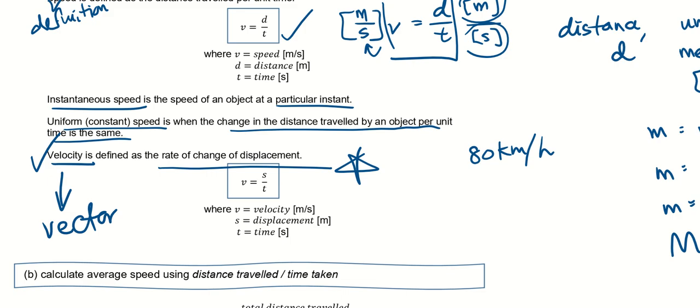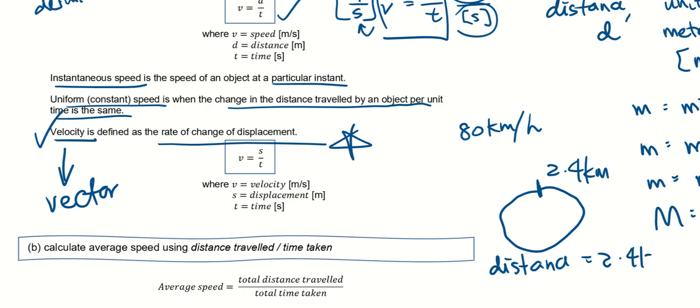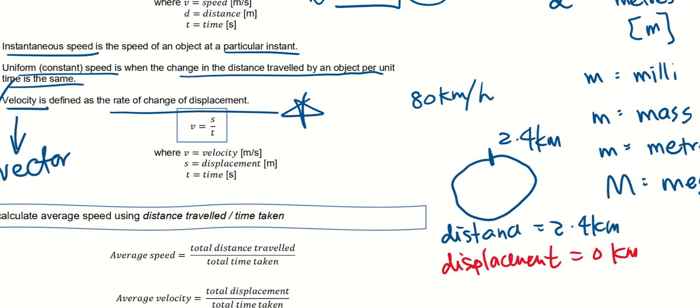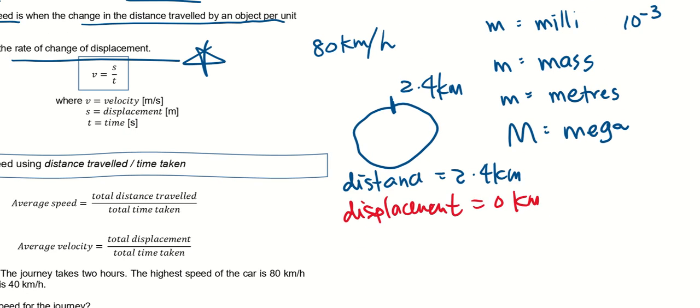So let's use our 2.4 km as an example. Now you run one round. Please follow this story. One round is 2.4 km. What is the distance traveled? Distance is 2.4 km. What is the displacement? Displacement is 0. Get it? Why 0? Because you went back to your starting point. But now the school is very rich. Instead of making you run one round, the school is super big.